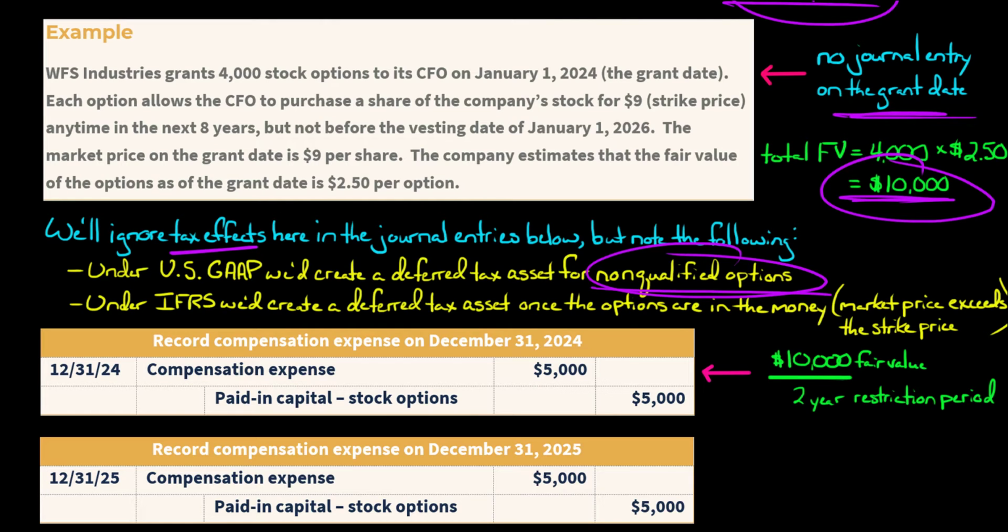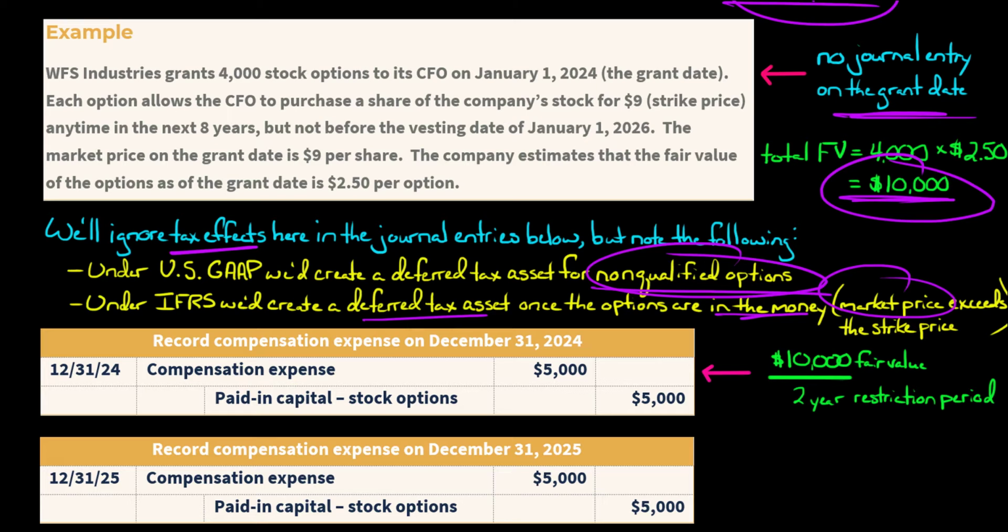But just note, if you're in a country that uses IFRS, you wouldn't create a deferred tax asset until the options are in the money, which means that the market price of the stock exceeds the strike price. So that's a little tax info. We're going to ignore that here. We're just going to focus on the basics.